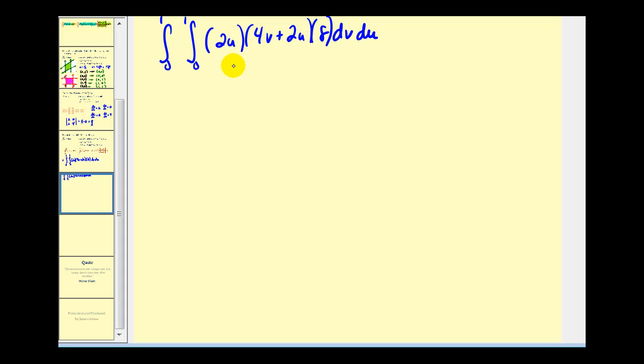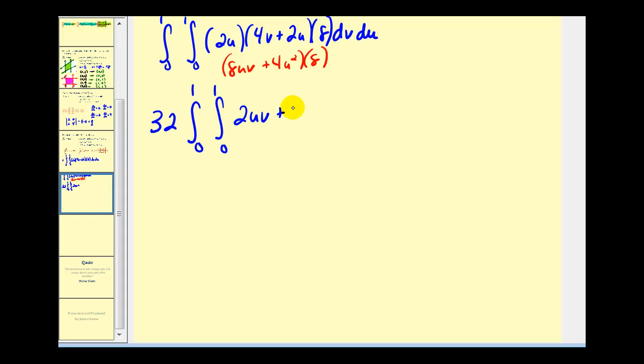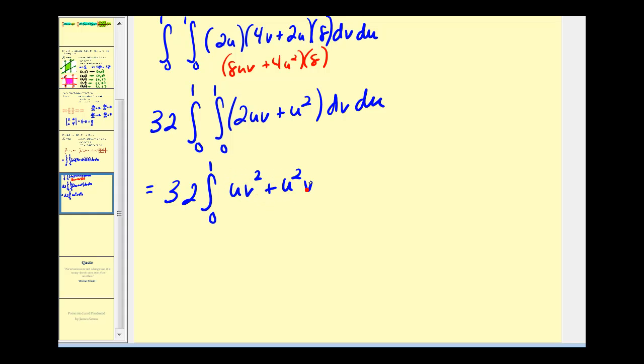If we distribute here, we would have 8uv plus 4u squared, times 8. So we can see there's a common factor of 4 here as well as this 8. So I'm going to go ahead and factor out 32. That's going to leave us with (2uv plus u squared) dv du. Integrating this with respect to v, we'll have 2u times v squared over 2. The 2's will simplify out, so we'll have uv squared plus u squared v.